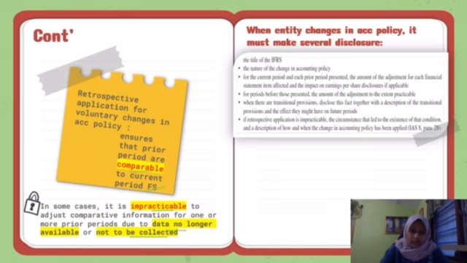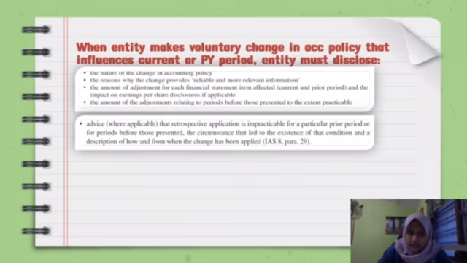Moving on, when an entity changes an accounting policy, it must make several disclosures as follows. But when an entity makes a voluntary change in accounting policies that influences the current year or prior year period, the entity must also disclose the following: nature, reasons, amount of adjustment, and so on and so forth.